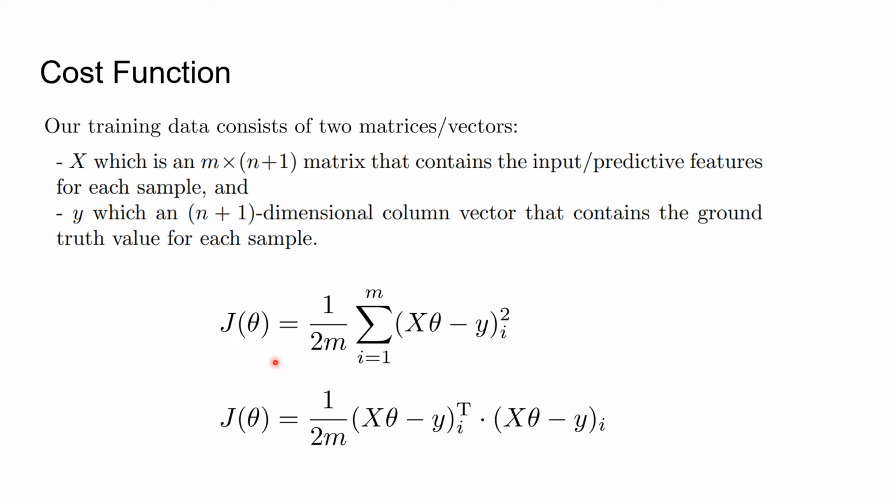So just for fun, I put down this vectorized version of the cost function. You might notice this transpose here. Computationally speaking, column vectors are exactly the same as n×1 matrices. Since x times theta minus y is a column vector, we need to transpose it into a row vector to get a dot product.